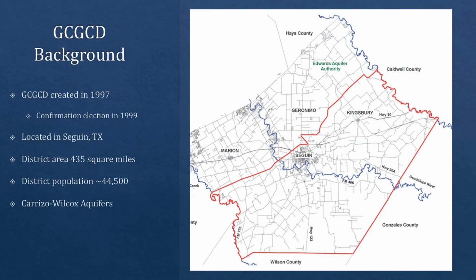The Guadalupe County Groundwater Conservation District, or GCGCD, is located in Seguin, Texas. The district's boundary overlays 435 square miles of Guadalupe County, which constitutes just over 61% of the county. The remaining portion of the county falls under the jurisdiction of the Edwards Aquifer Authority, but only as related to the Edwards Aquifer.